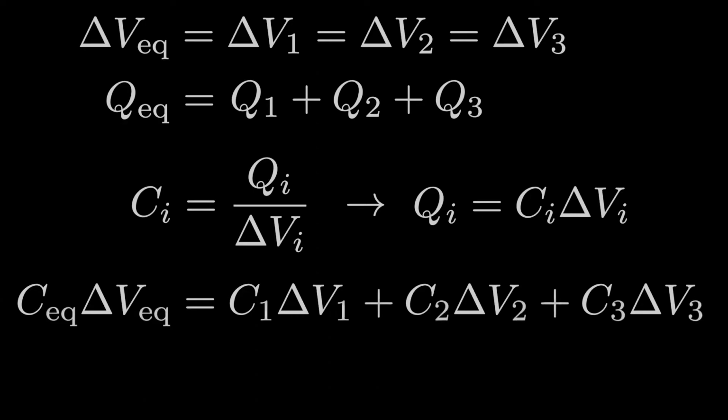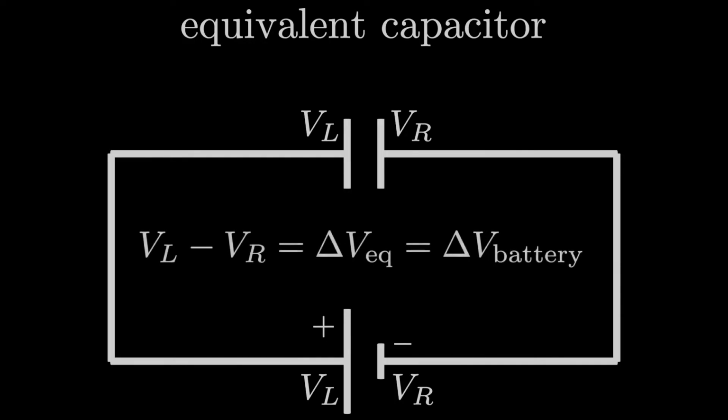Since we know the potential difference across each of the capacitors is exactly the same, we can simplify things even further from here and just call the potential differences across all of them delta V. It's just whatever the potential difference across the battery is, remember?